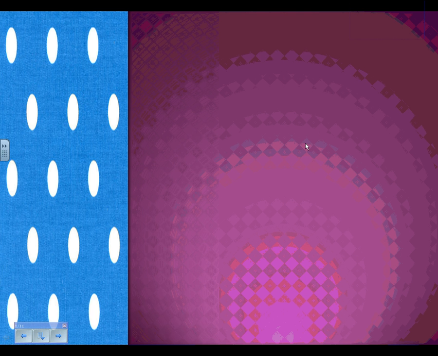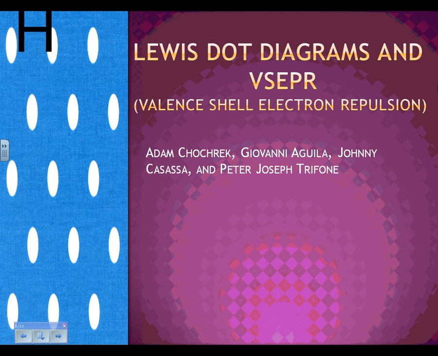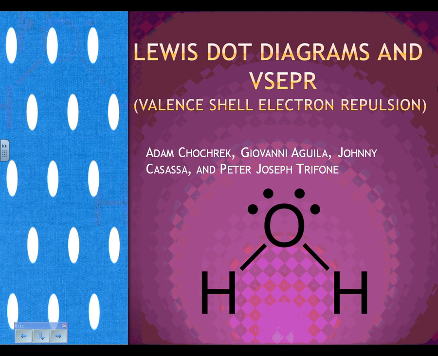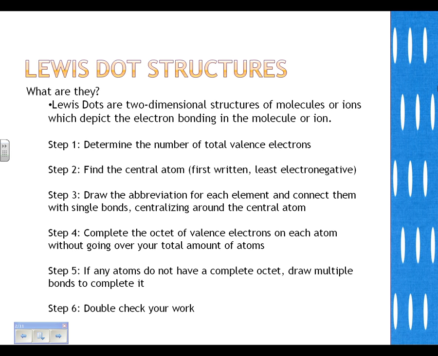We're here today to help you review the Lewis dot structures in VSEPR. The first step is to create a Lewis or dot structure. Lewis dot structures are two-dimensional structures of molecules or ions which depict the electron bonding in the molecule or ion.